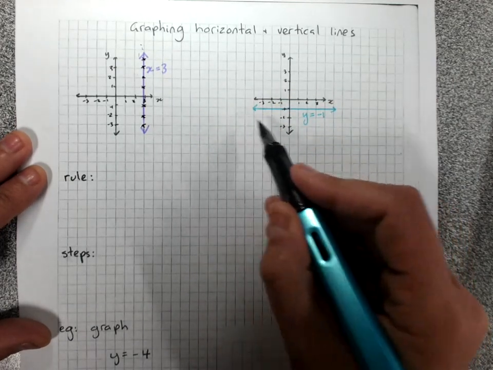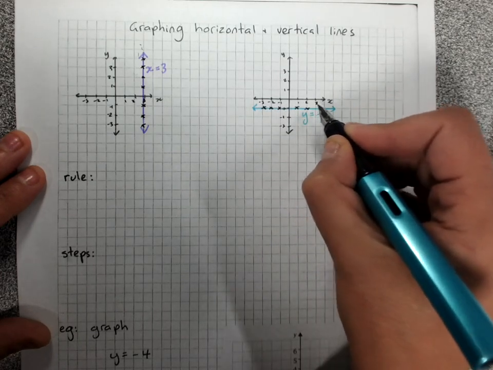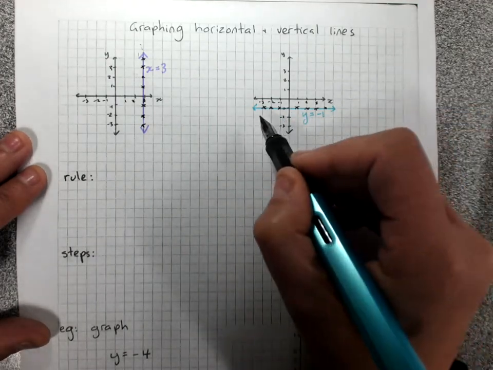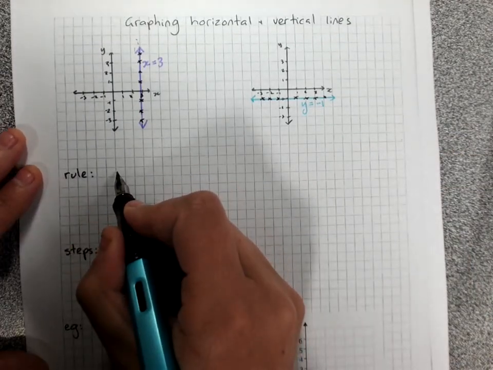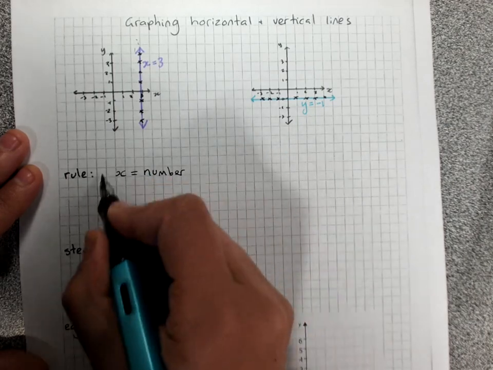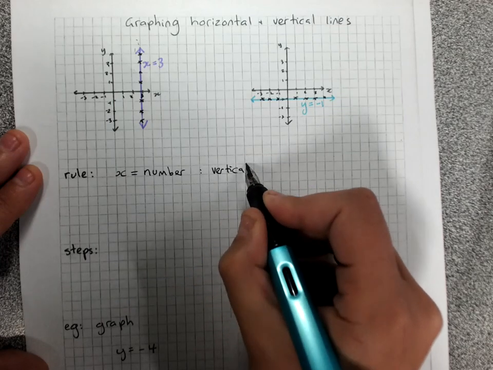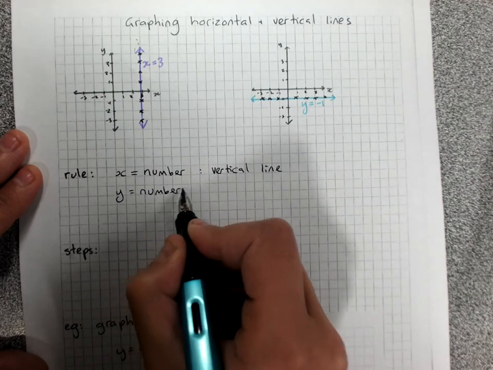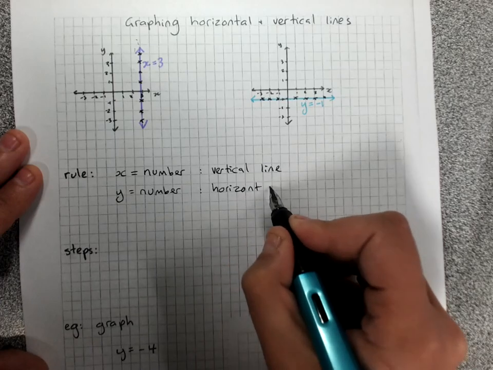If you look at this line, every single point on this line has y is -1. It doesn't matter what x is, y is always -1. So the rule is that x equals a number, being my whole rule for the line, I will get a vertical line. And if y equals just a number with no x, I will get a horizontal line.